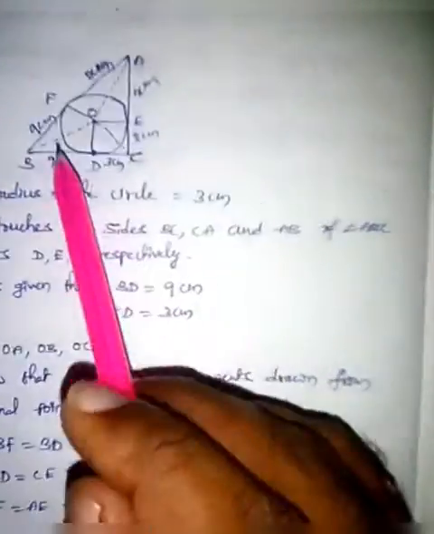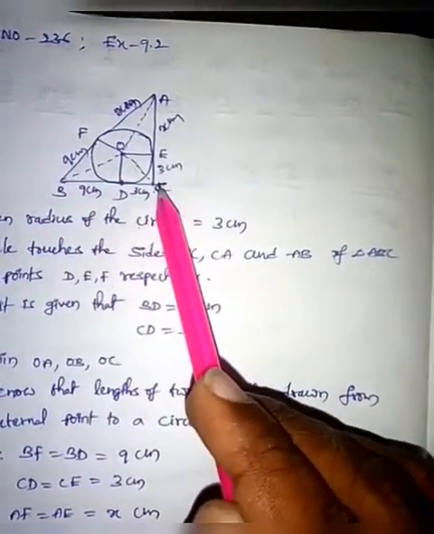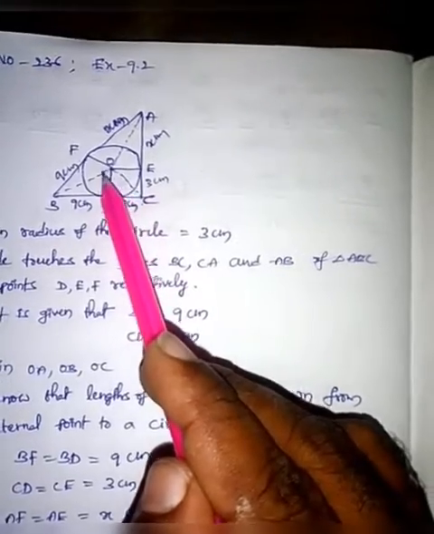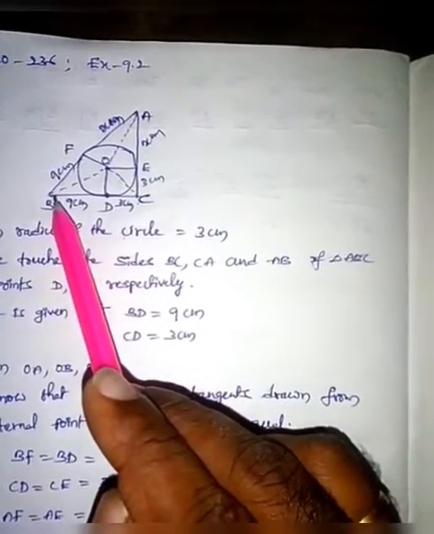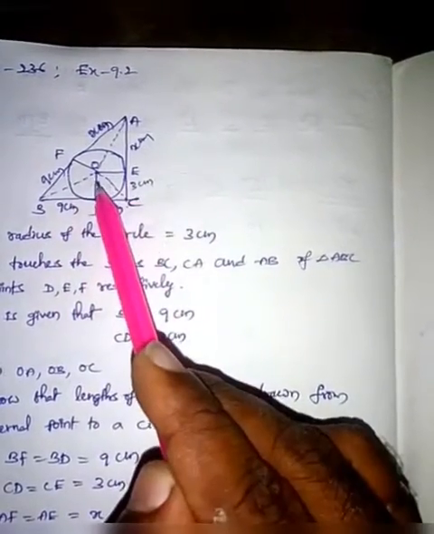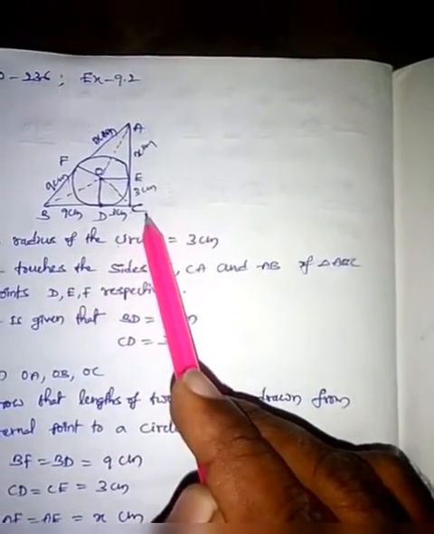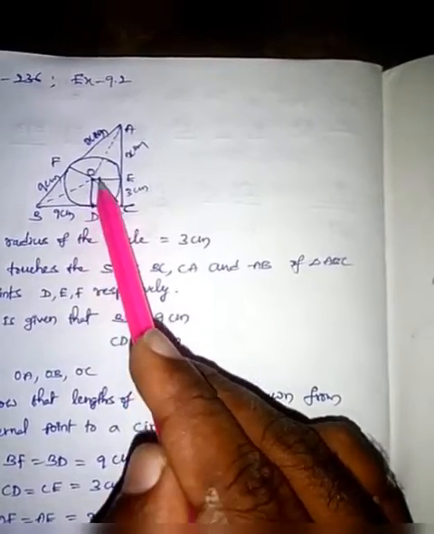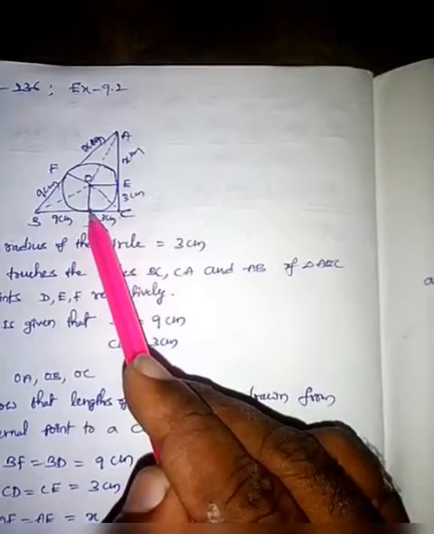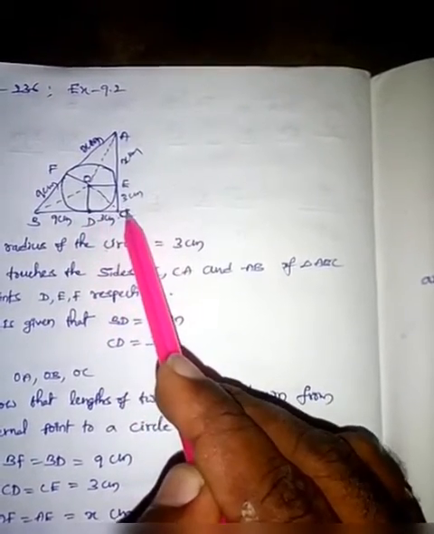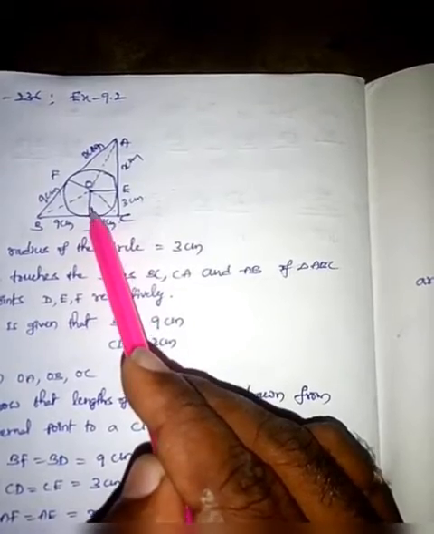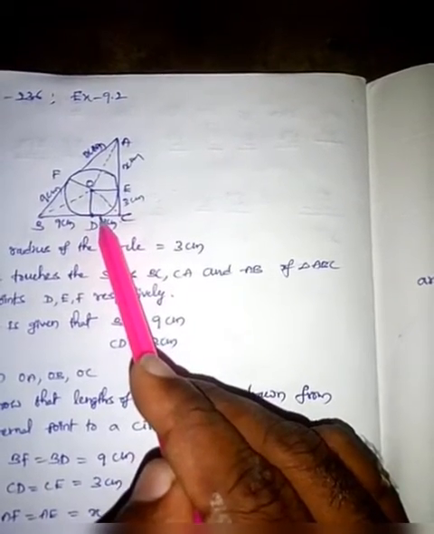Coming to the area of triangle OBC, we know that the area of a triangle formula is half of base into height. Here we are going to calculate triangle OBC. What is the base here? BC. What is the height here? OD. Because this is the point of contact and this is the tangent. Radius and tangent are perpendicular to each other at the point of contact. That's why this is the perpendicular.